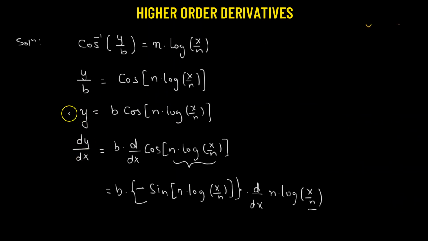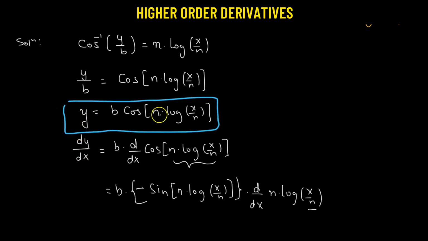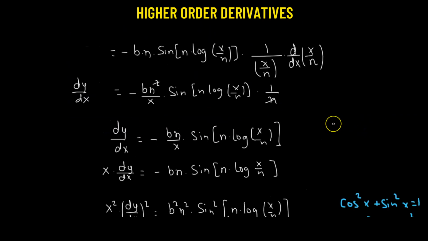So we found out that y is equal to b times cosine of n log of x over n. So that means from here we have cosine of n times log of x over n, so this value is equal to y over b. So let's substitute this value.